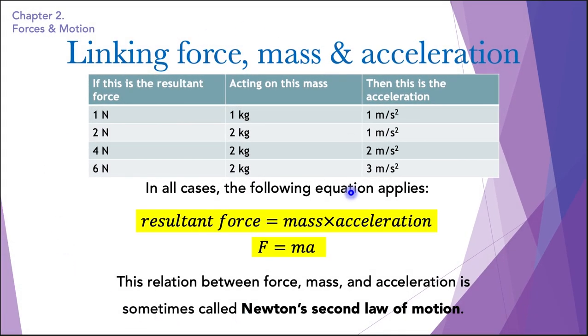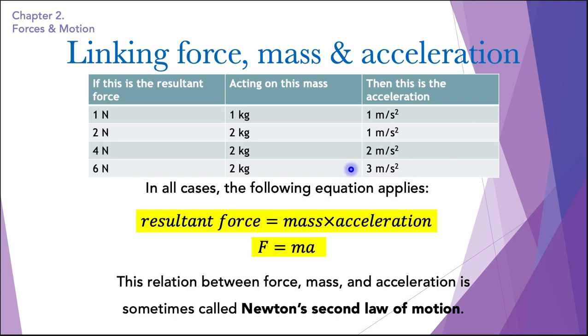Here we are linking force, mass and acceleration. If the resultant force is 1 Newton acting on 1 kg, then the acceleration is 1 meter per second squared. If the resultant force is 2 Newton acting on 2 kg, then its acceleration is 1 meter per second squared. If the resultant force is 4 Newton acting on 2 kg, then the acceleration is 2 meter per second squared. And if the resultant force is 6 Newton on 2 kg, then the acceleration is 3 meter per second squared.